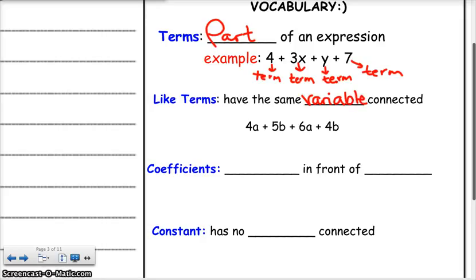I like to distinguish my like terms with different types of lines. I usually will start with circles. 4a and 6a are like terms. They both have an a. And then some students like to color code, some like you just find your way that you like. 5b, I usually will do a different type of line. The 5b goes with the 4b. They are alike. So you try to keep the like items together.